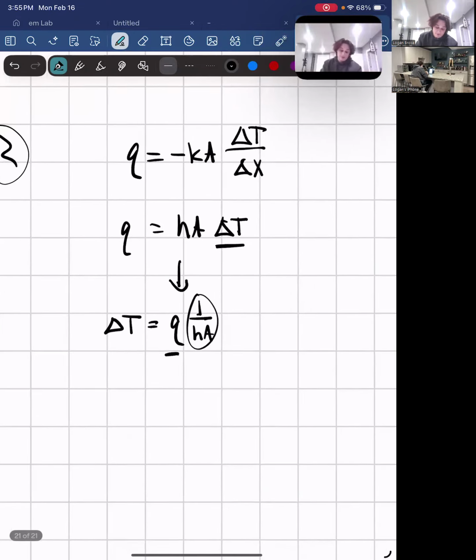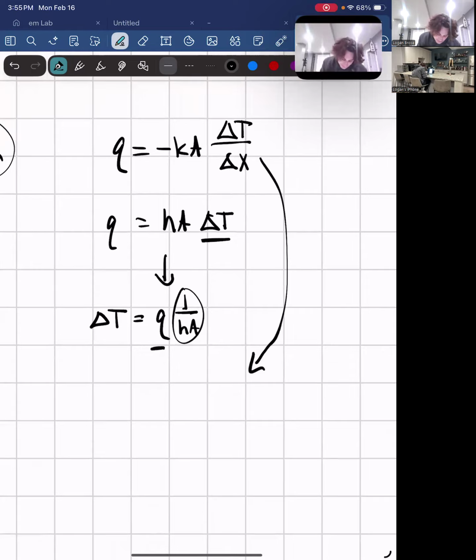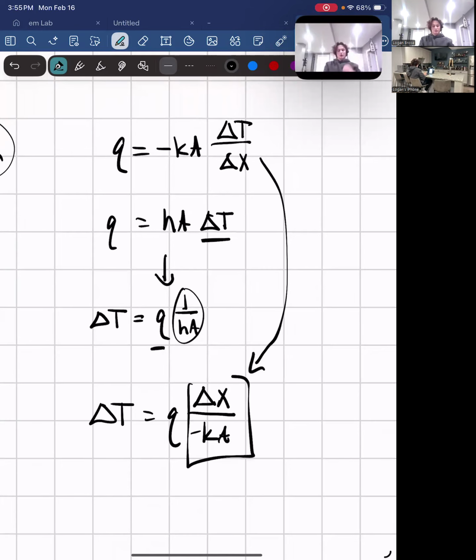Now, if we do the same thing for conduction, we know we have delta T, that's our delta V. We have our Q, which is our I, and then we have our delta X over Ka. And so this is our thermal resistance for conduction.